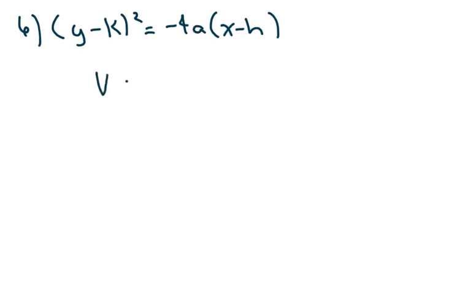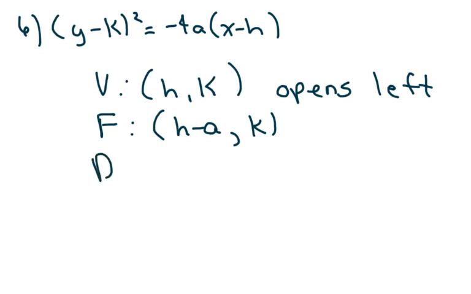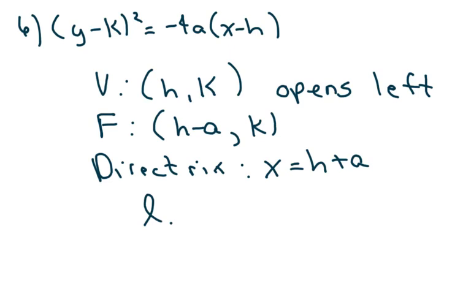Here, your vertex is H, K. Same thing, it opens to the left. And the focus is on the x, so that's H minus A. Remember when it opened right, it was H plus A. And therefore your directrix is x equals H plus A. And your latus rectum is still 4A.